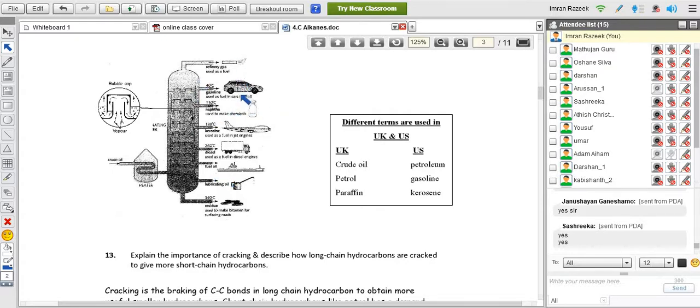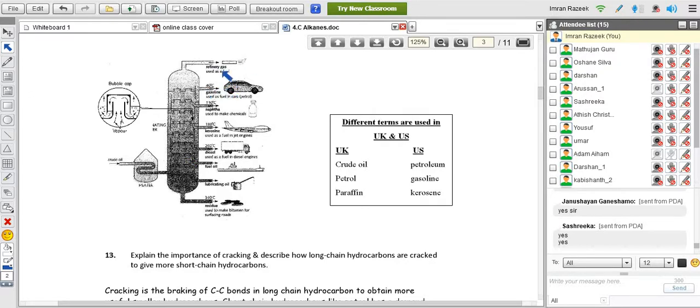And also, light vehicles use shorter chain fractions like gasoline or petrol. The heavy vehicles use long chain fractions because long chain fractions produce more energy compared to the short chain fractions.